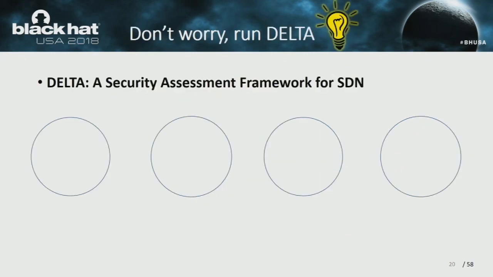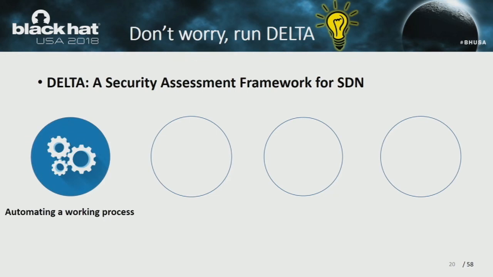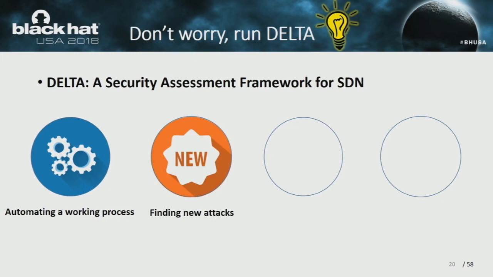So in order to resolve those questions, from now on, I'd like to introduce a security assessment framework for SDN called Delta. And here we have four design goals that Delta aims to accomplish. First, it should be highly automated to minimize the human effort, because as I briefly mentioned, it can be a very time-consuming task to manually set up each SDN component, run the security test, and verify the test result. And also, Delta should be able to find new vulnerabilities as well.